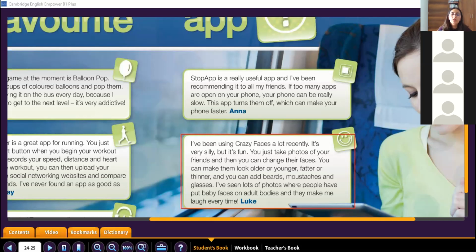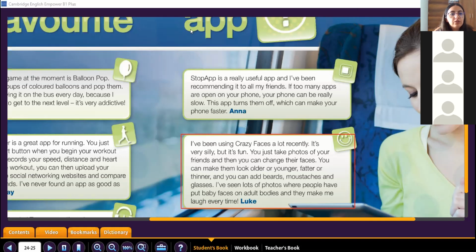Exactly. Thank you, Joanna. So here we have the last app, which is Crazy Faces. You can take photos of your friends and change their faces. You can make them look older, younger, fatter, thinner, or you can add beards, mustaches, and glasses.